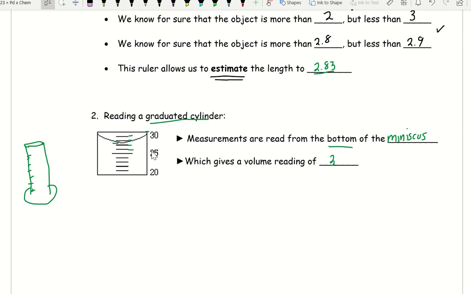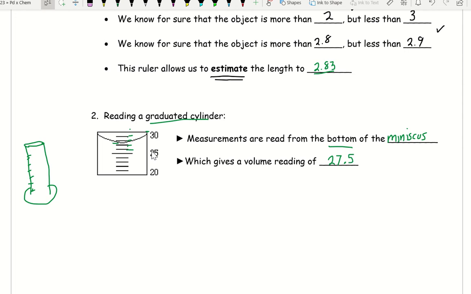And so this would be, oh my gosh, not 25. This is 25, 26, 27, 28, 29, 30. So 27. Now, I'm pretty sure it's 27, but how far are you going to say? I think I can go only as far as 27.5.